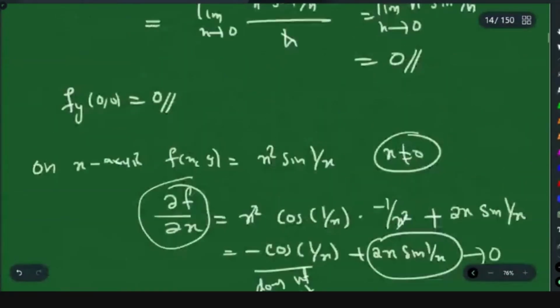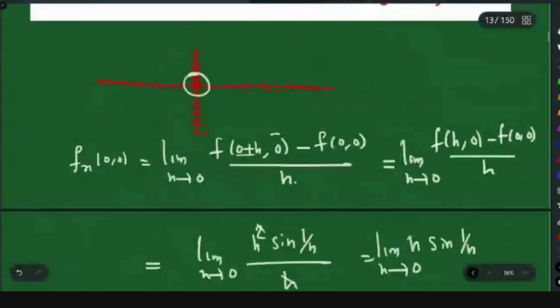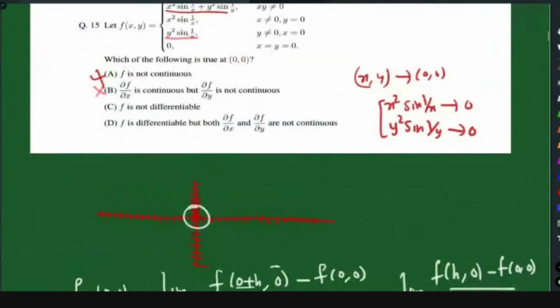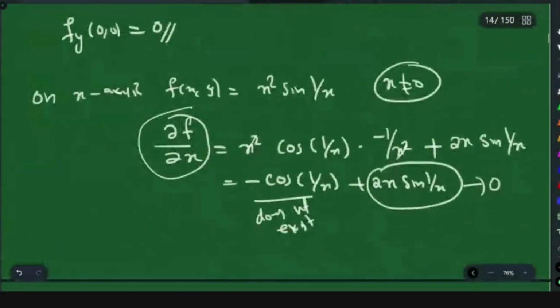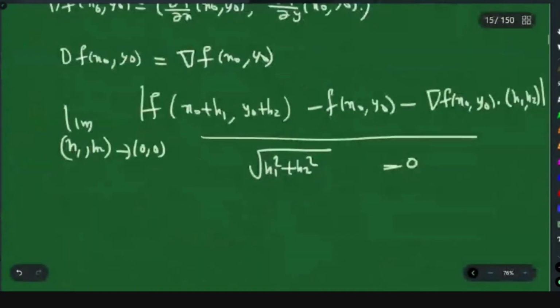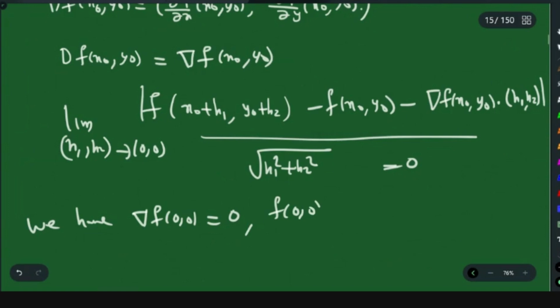We need to check everything at 0, 0. So dou f by dou x at 0, 0 is 0, that we have computed. Similarly, dou f by dou y at 0, 0 we also computed. So what is del f at 0, 0? Del f at 0, 0 is in fact 0. And what about f of 0, 0? That is also 0, right? f of 0, 0 is also 0. So you club everything here. So you only need to look at the 0, 0.